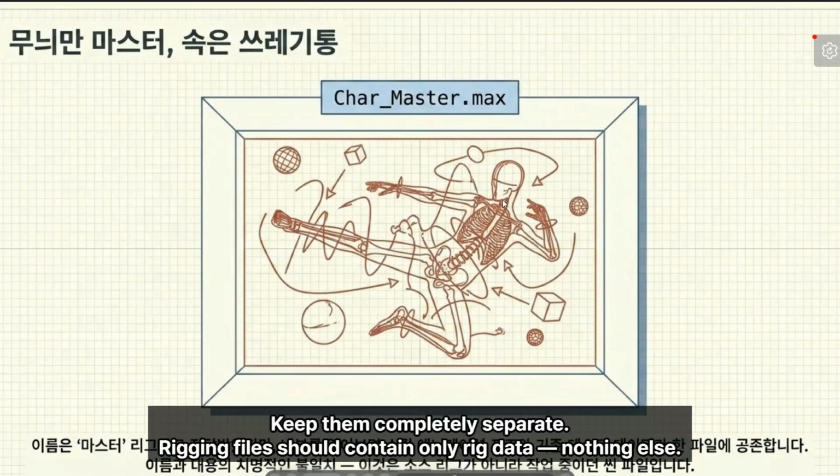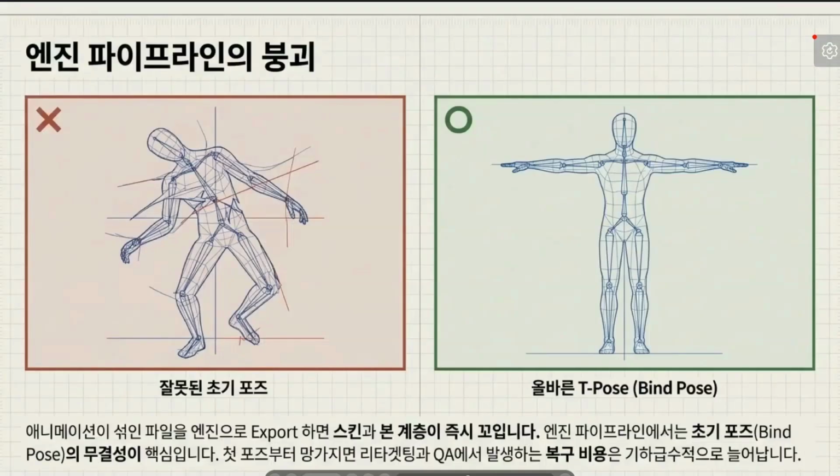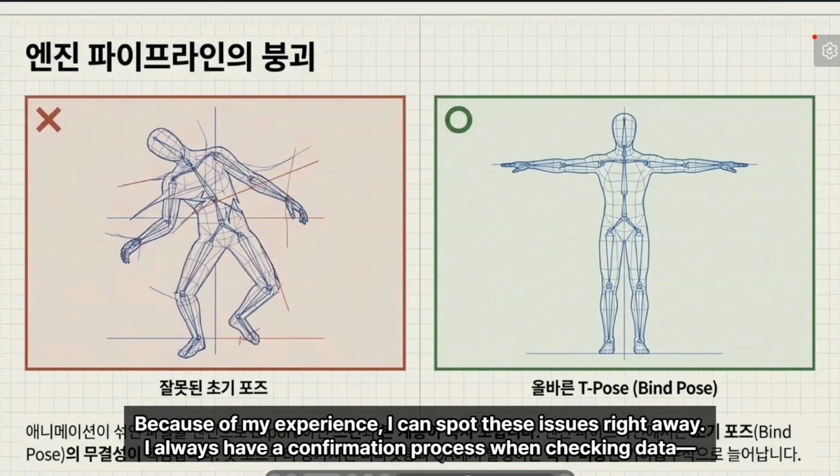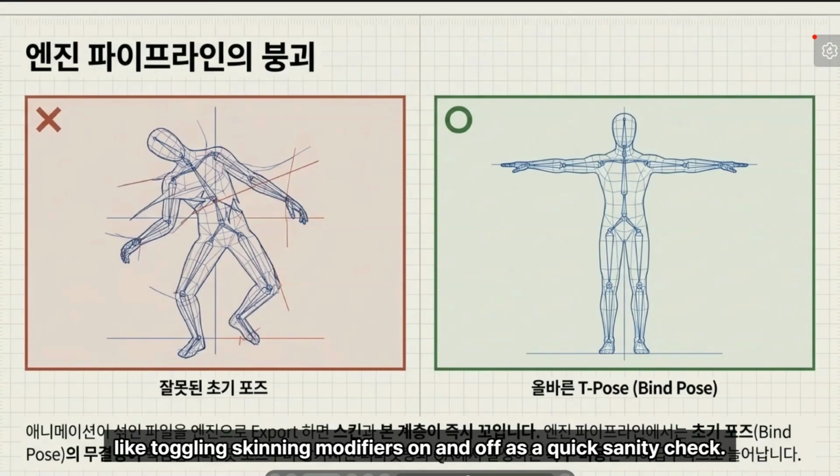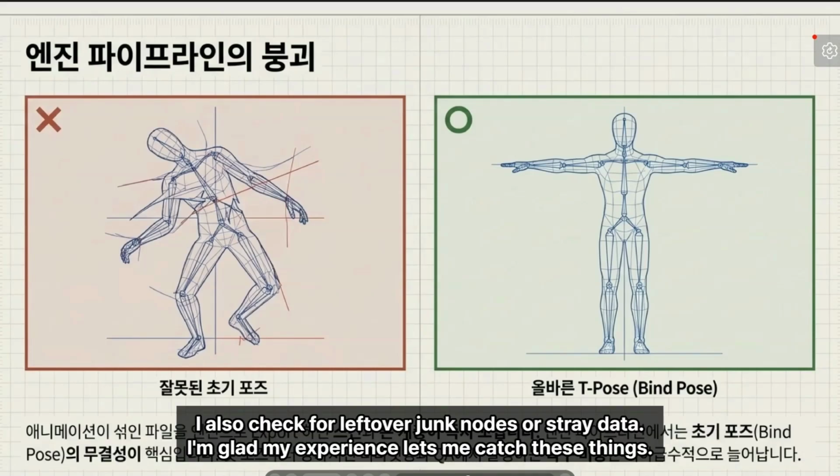Keep them completely separate. Rigging files should contain only rig data, nothing else. Because of my experience, I can spot these issues right away. I always have a confirmation process when checking data, like toggling skinning modifiers on and off as a quick sanity check. I also check for leftover junk nodes or stray data. I'm glad my experience lets me catch these things.